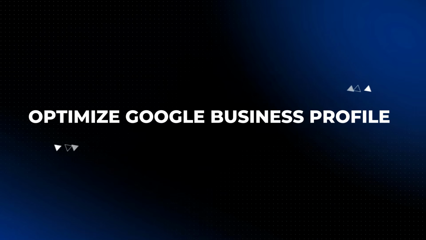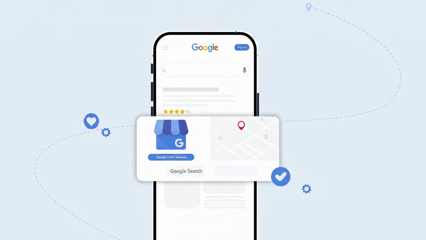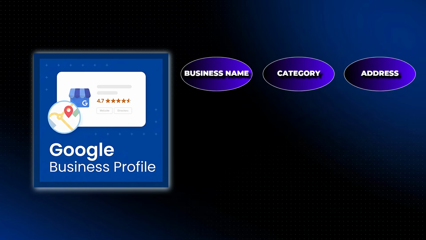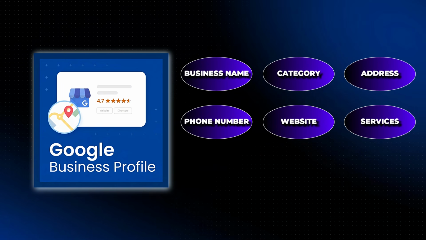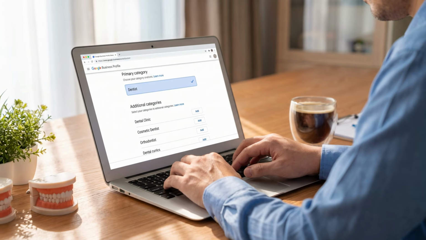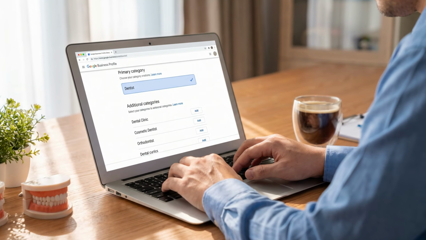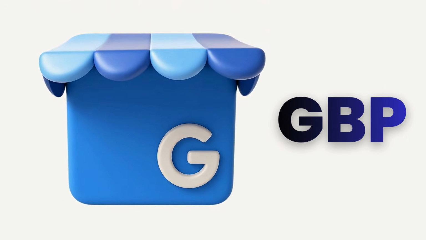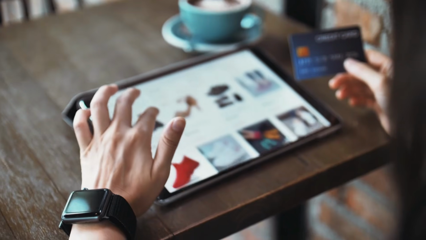Optimize your Google Business Profile. One of the most important parts of local SEO is your Google Business Profile. Your profile tells Google important information about your business, including your business name, category, address, phone number, website, services, hours, photos, and other details. Make sure the information is accurate and complete. Choose the most relevant primary category for your business and add other relevant categories where appropriate. A complete and accurate profile gives both Google and potential customers a better understanding of your business.